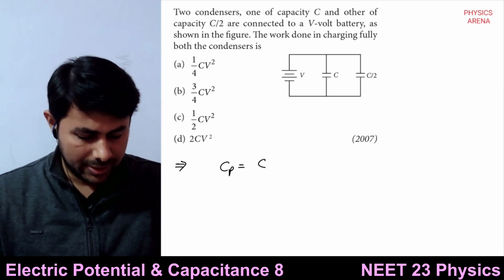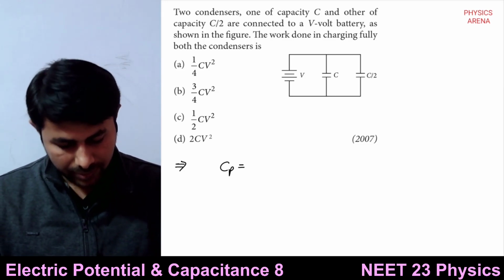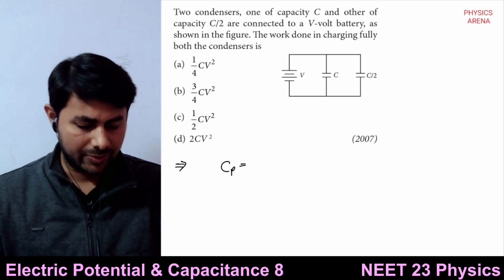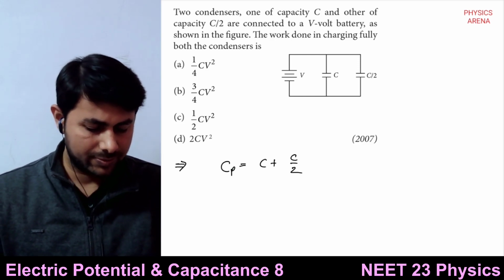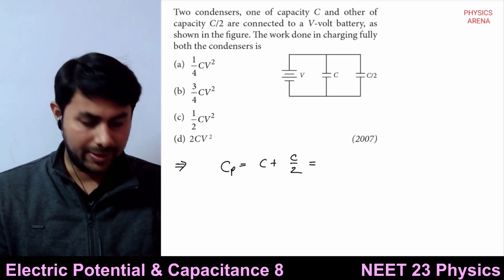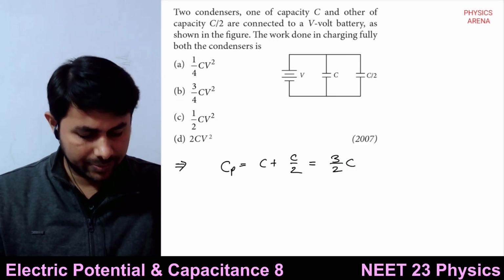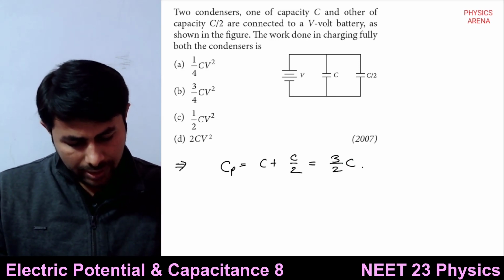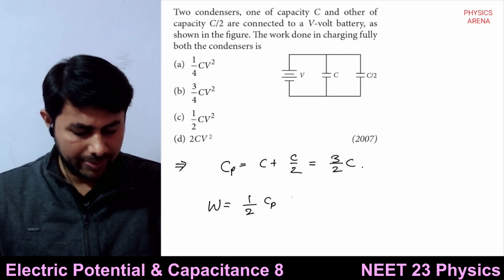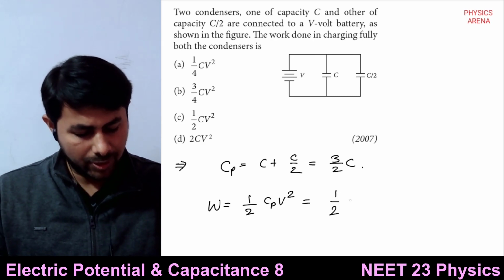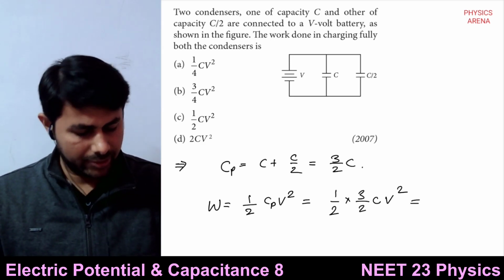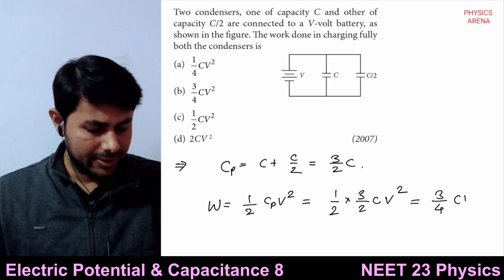So the equivalent capacitance is CP, which is equal to C plus C by 2, that is, C plus half C. It is 3 by 2 C. And therefore work done is equal to what? Work done is equal to half of CP multiplied by V square, which is half of 3 by 2 C multiplied by V square. Or you can say it is 3 by 4 CV square.